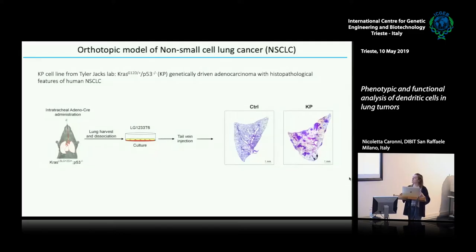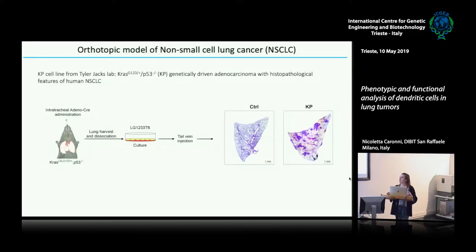So this cell line has been prepared from a lung with the tumor, which has been dissociated, and they established this cell line. Once this cell line is injected in the tail vein of naive mice, you will have tumors after a few weeks, 4 weeks actually. And as you can see in these histological images, this is a healthy lung, and here you have a tumor-bearing lung, and these purple masses are representing the tumor cells.